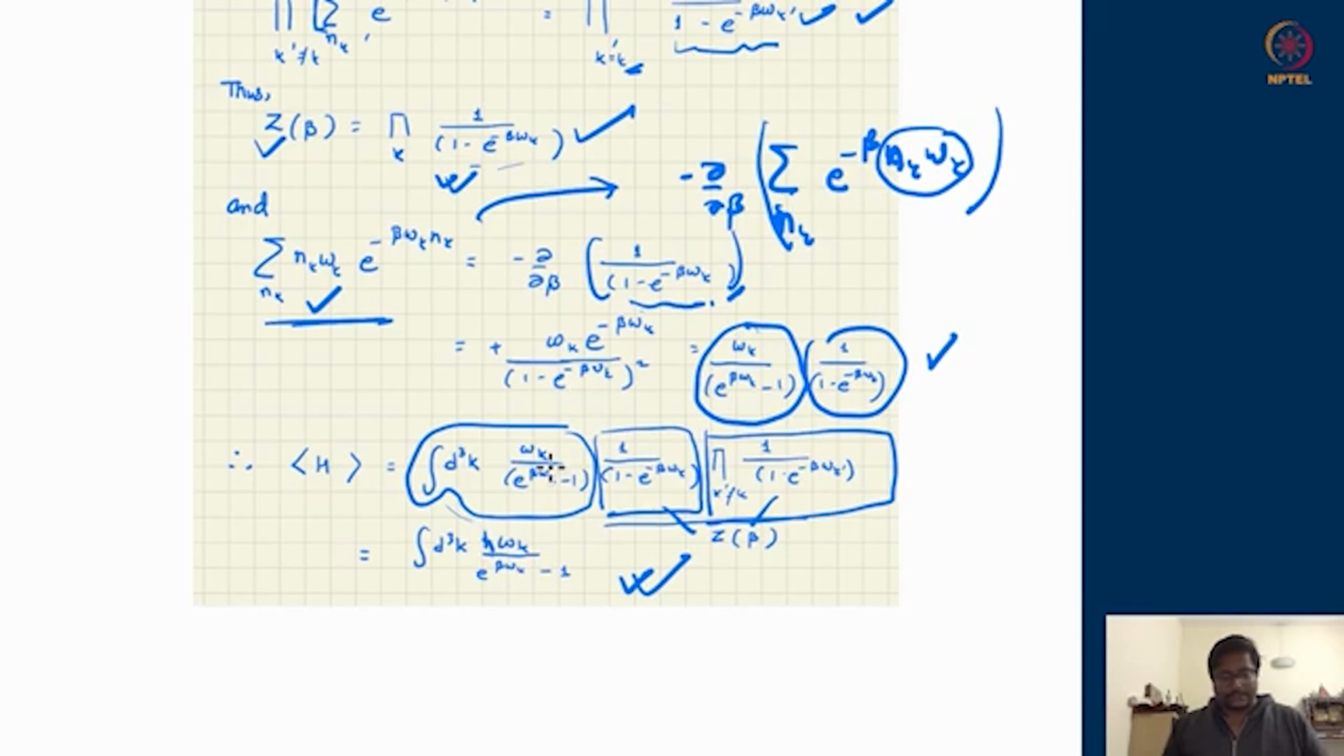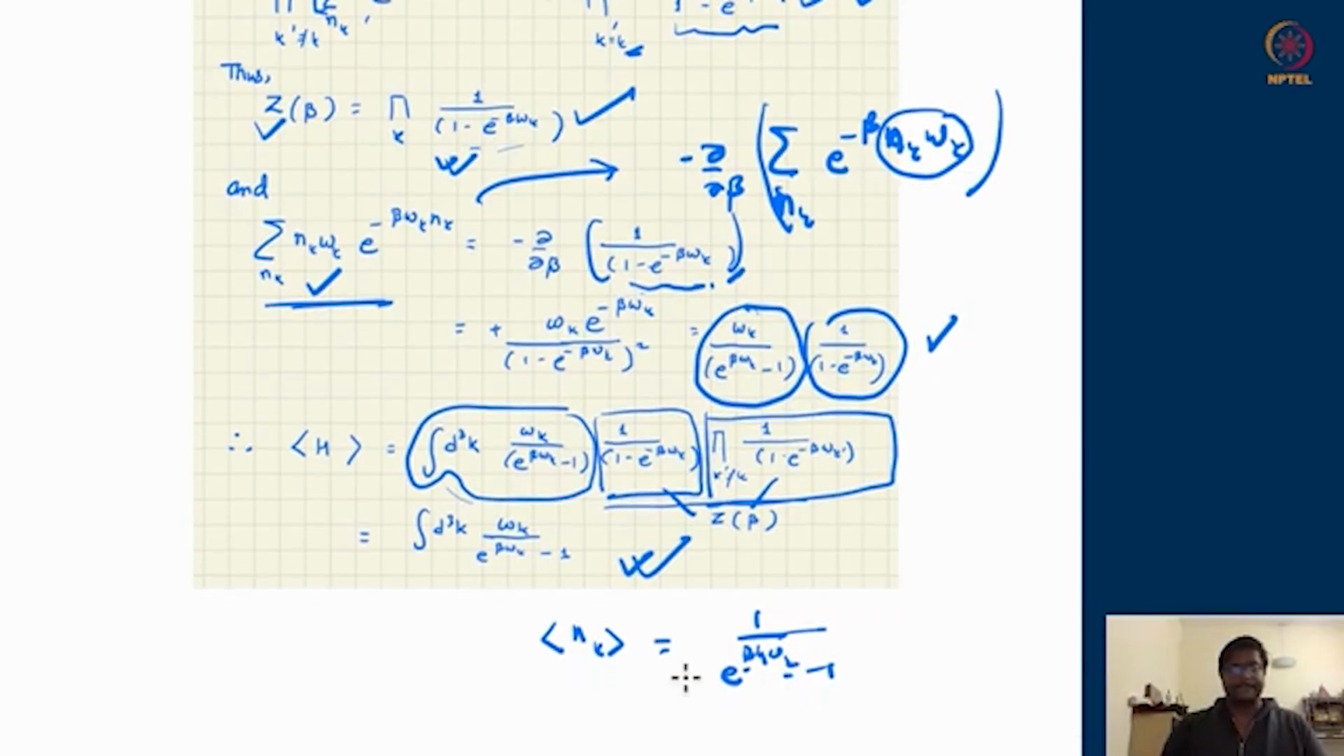H bar is there. I am writing in units where h bar is equal to 1. So the energy of oscillators, but with number expectation 1 over e to the power beta omega k minus 1. So this looks like the Hamiltonian operator was supposed to be the number operator times omega k, the number expectation operator times omega k, integrated over k. So it looks like each individual mode is populated with these many particles at temperature beta and frequency omega k.